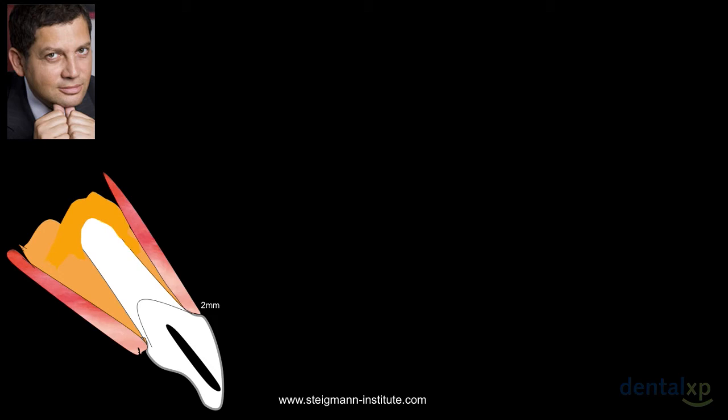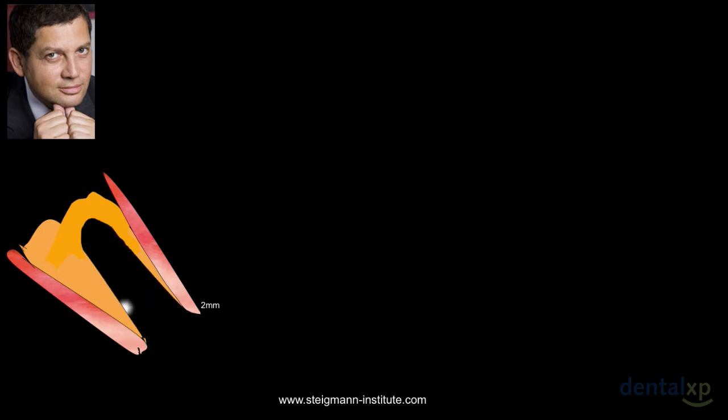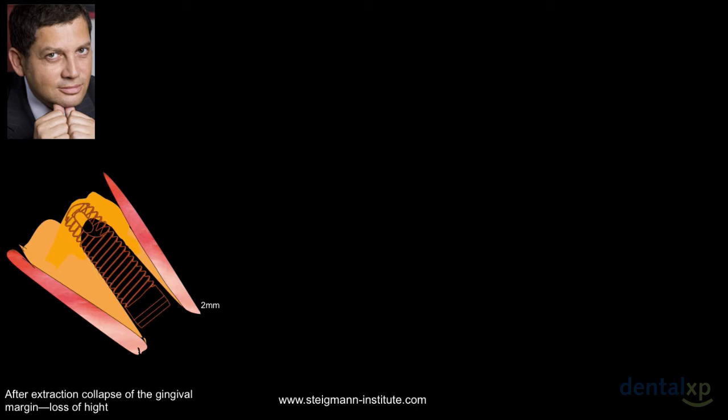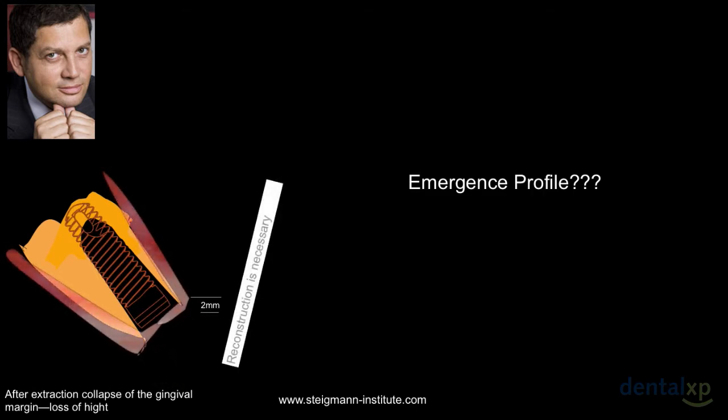Now, after extraction of a tooth, we will have a collapse of the gingival margin during the healing period, sometimes with the loss of height of soft tissue. And if these problems occur over time, a reconstruction will be necessary. The reconstruction will be with the help of an ideal emergence profile design with the two components of the transition zone, the abutment and the crown.